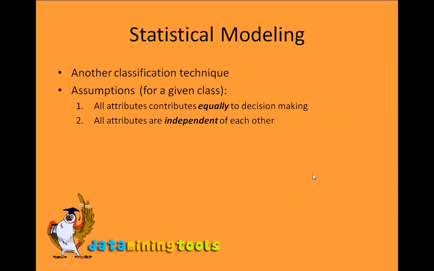The next type of classification we are going to study is statistical modeling. We make a few assumptions over here. Though these assumptions might sound absurd, they can be assumed. The first assumption is that all attributes contribute equally to the decision making. So we don't give any kind of priority to any one attribute. Each attribute is considered equal, and all attributes are independent of each other. That is, the value of one attribute is not at all dependent on the value of any other attribute. So these are the two assumptions we make: equality and independence.